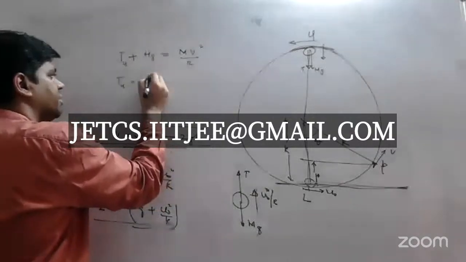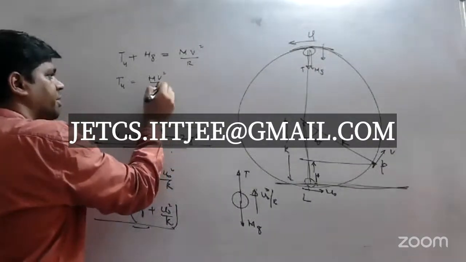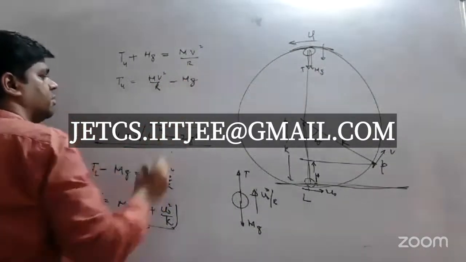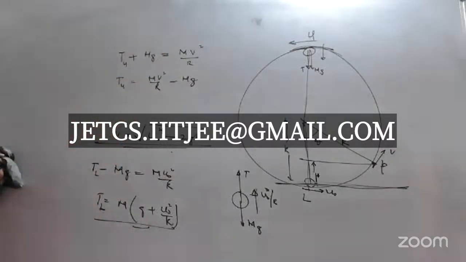You are not saying anything. Are you sleeping? All right, it's mb square by r minus mg. All right, my bad.